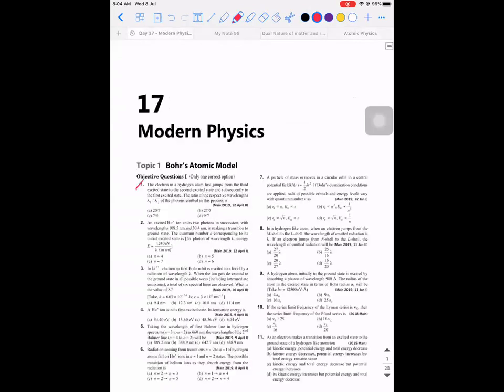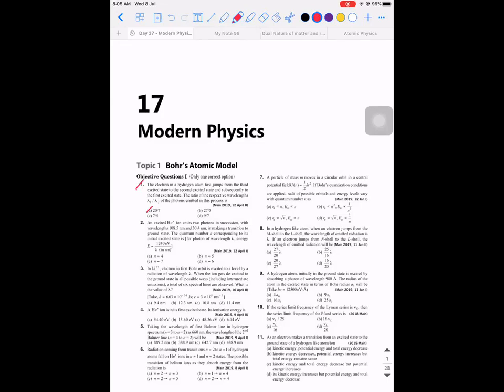So what is the answer for the first one? Did anyone solve this? 27, 20 by 7. Okay, option A. Let me check. Yeah, right. The electron in a hydrogen atom jumps from the third excited state to the second excited state, and subsequently to the first excited state. The ratio of the respective wavelengths lambda 1 by lambda 2 of the photons emitted in this process.